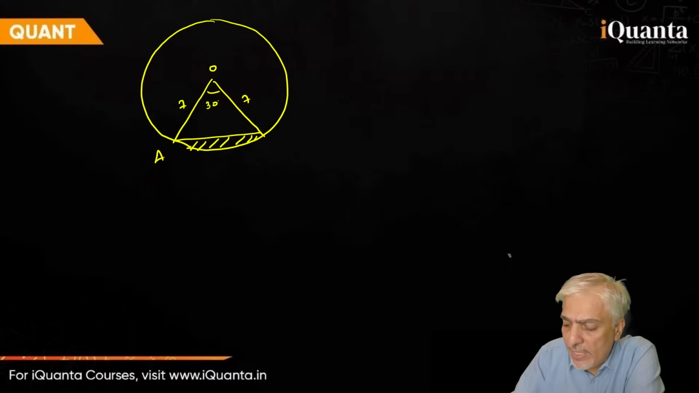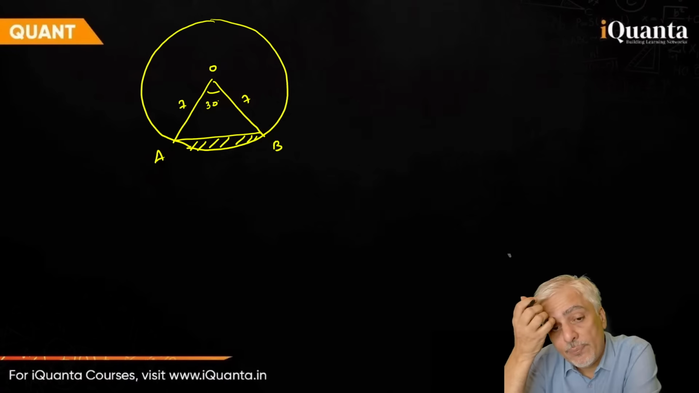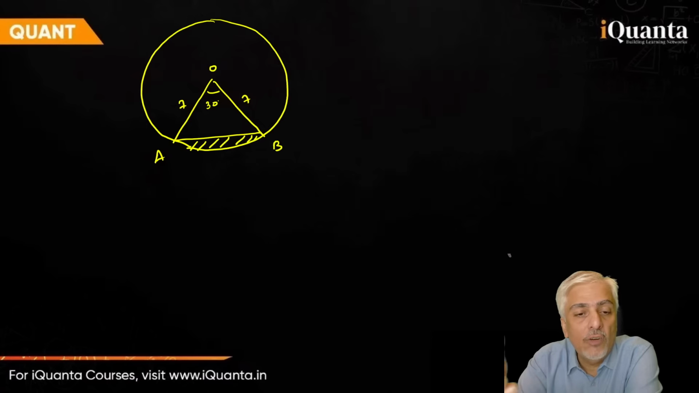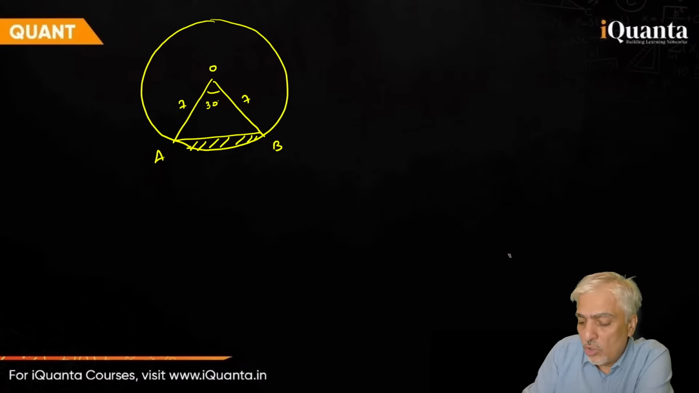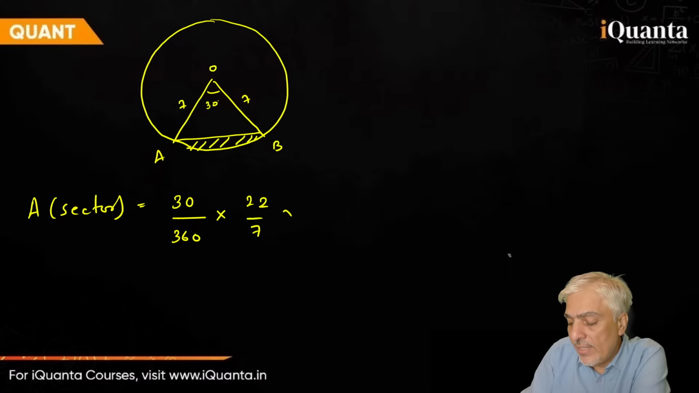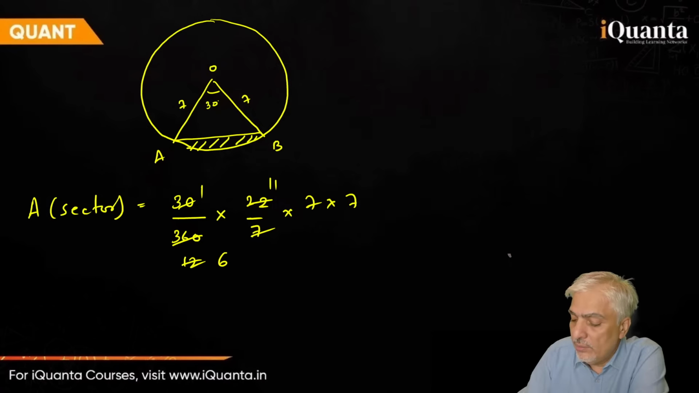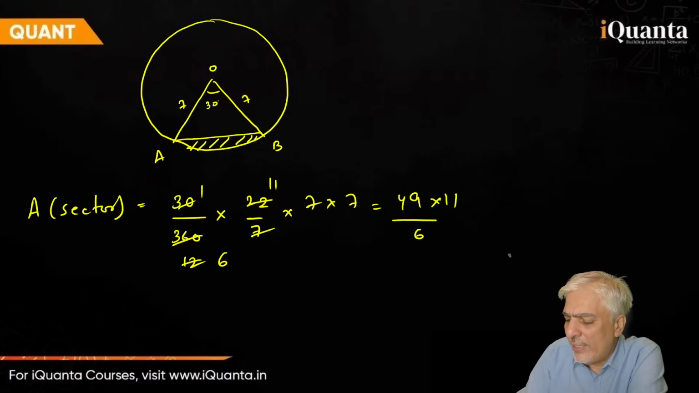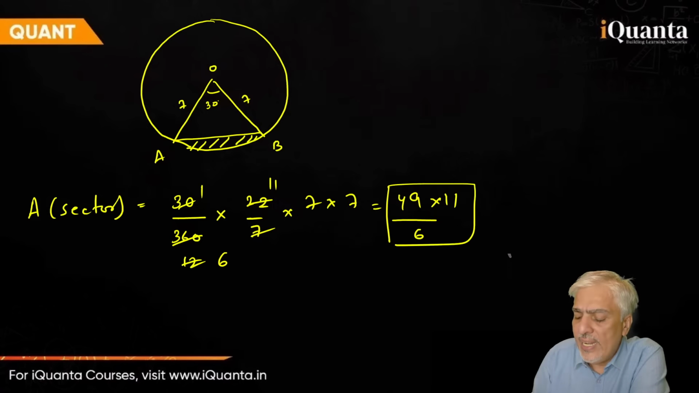This is OAB. So obviously area of the shaded portion is area of the sector minus area of triangle. What would be the formula for area of sector? Theta, which is in this case 30 upon 360, theta upon 360 into pi into r square. So this will be 1 by 12, 7, 7 cut, 2 6 2 11, right? And that will be 49 into 11 upon 6. We are not getting into exact calculation. We want to understand the approach. Area of sector, okay.